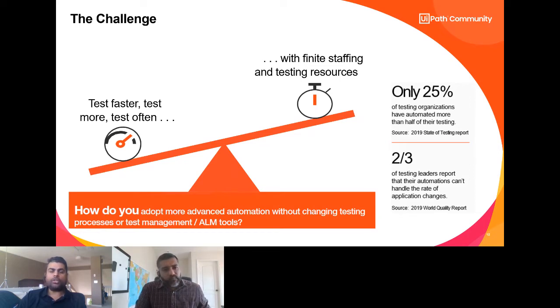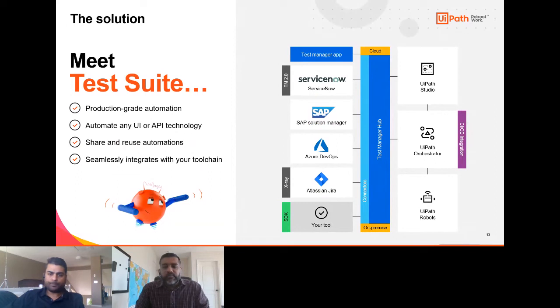So by doing automation and reducing the repetitive work, that is where our Test Suite comes into the picture. Test Suite is the solution that supports not only the testing team, but also the RPA team. Test Suite is a production grade automation platform. It can automate anything, whether you talk about UI, API, mobile testing, SAP solutions, even the mainframe. The advantage of Test Suite is that you can share your automation and reuse it for test automation, and it seamlessly integrates with the other tool chain. That is where Test Suite is now the new paradigm for our test automation.